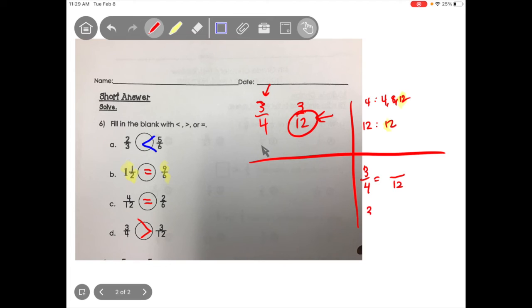3/4 with a denominator of 12. 3/12 with a denominator of 12. Well, not much we need to do with 3/12. It's already built in 12ths, so we're good to go there. But 3/4, 4 times what gets us to 12? 4 times 3. Whatever we multiply the denominator by, we multiply the numerator by. So 3 times 3 is 9. So for 3/4, the equivalent fraction would be 9/12. And now when we compare, we can see that 9/12 is greater than 3/12. And so we were right. 3/4 is greater than 3/12.